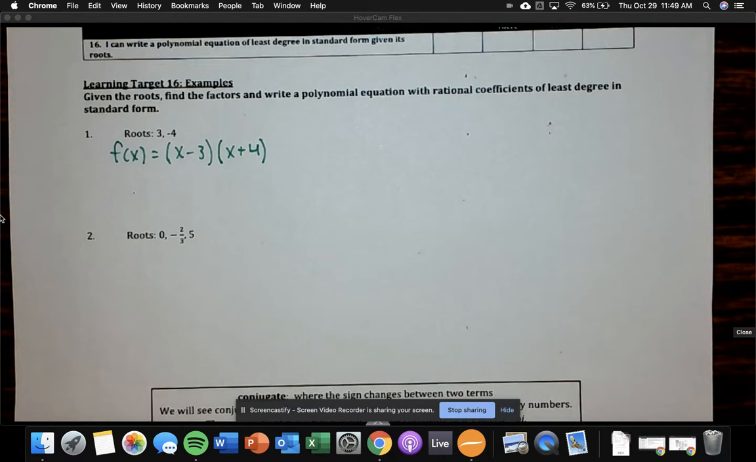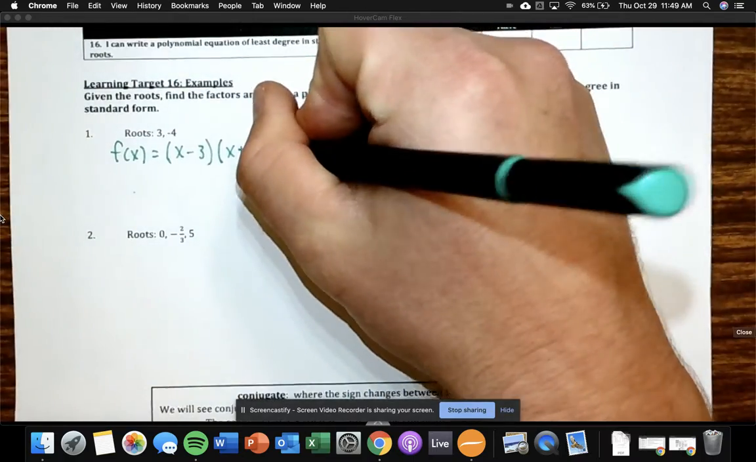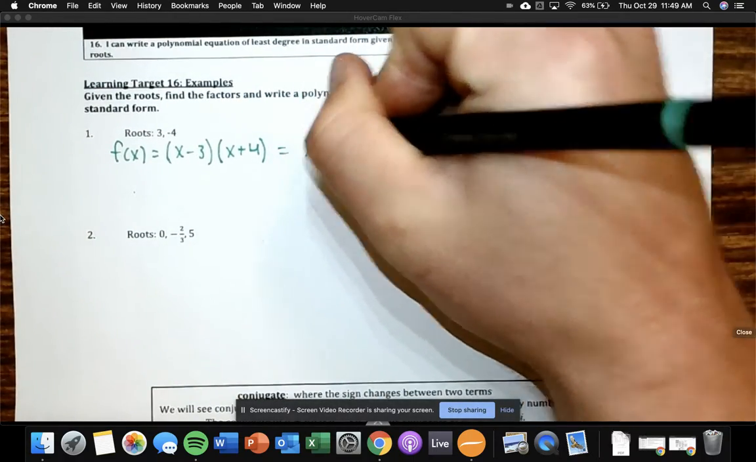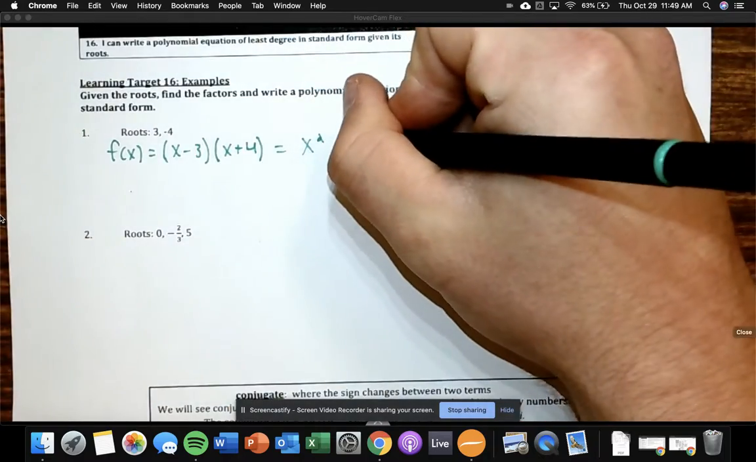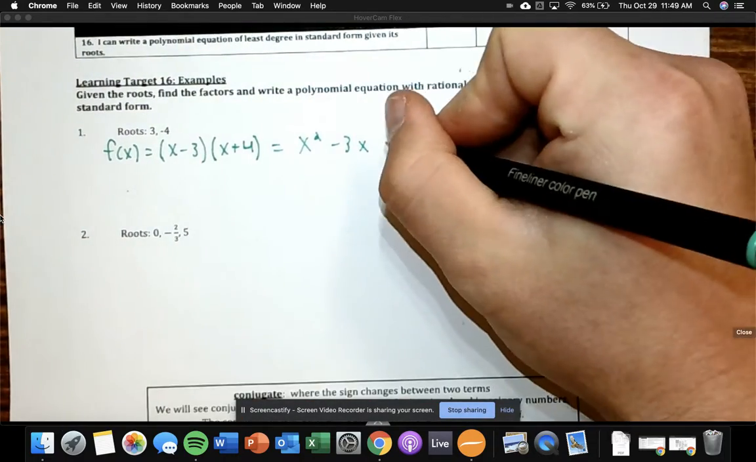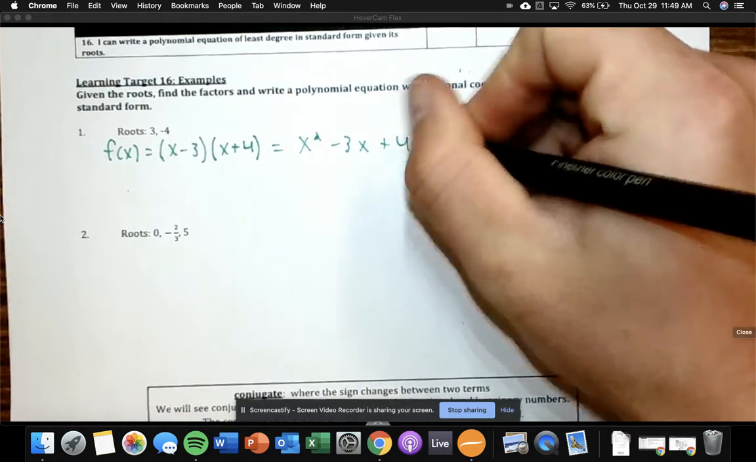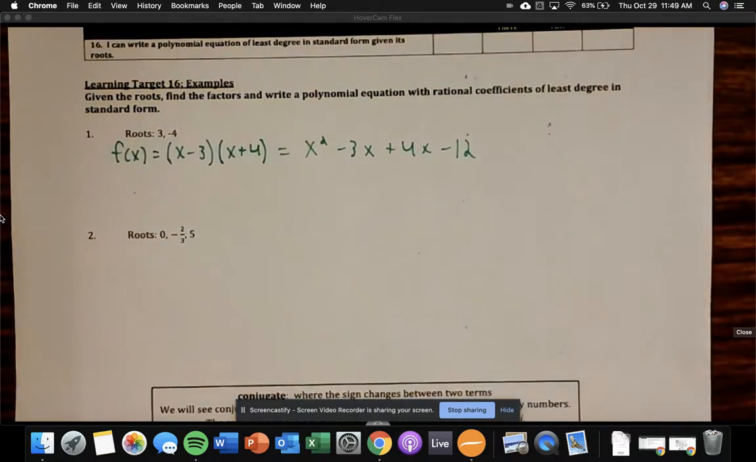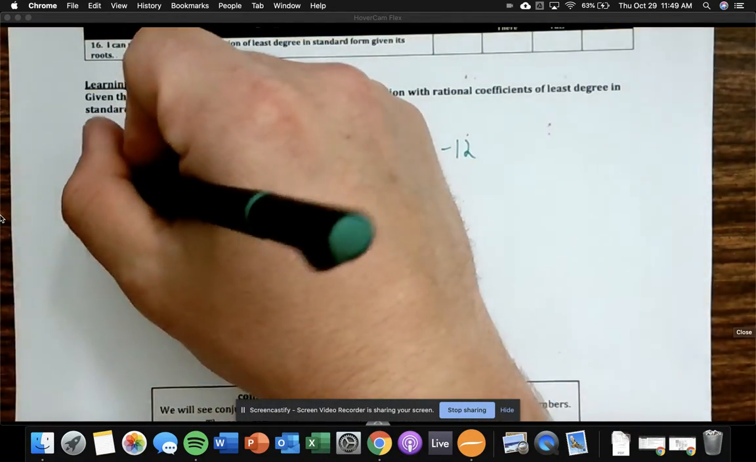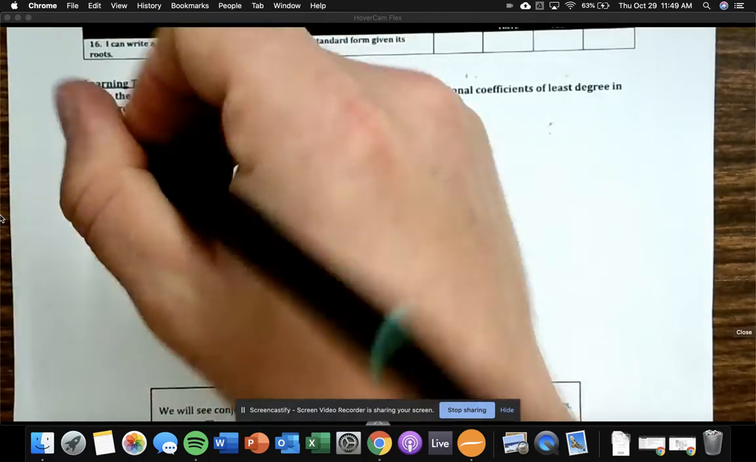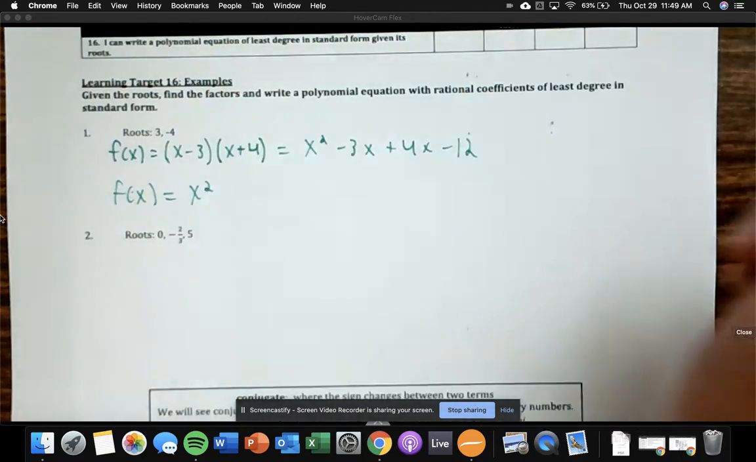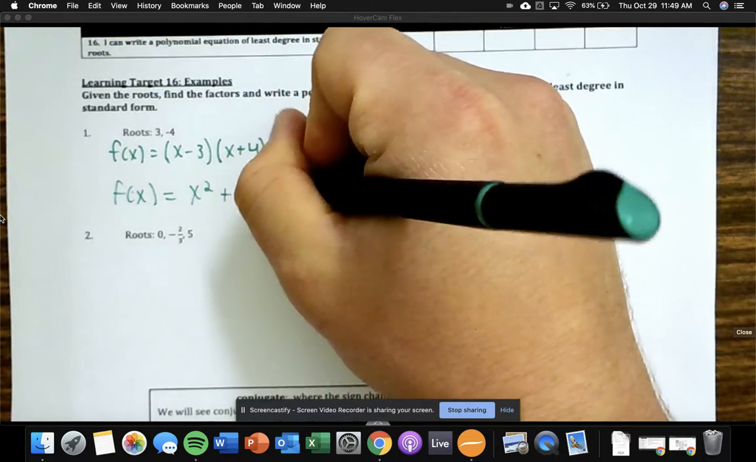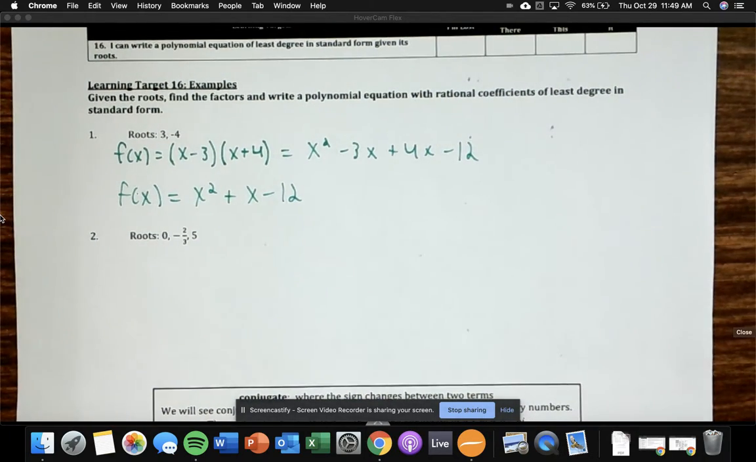All right, so now that we have the factors, all we have to do is FOIL this out, and we'll get our completed function. The first is x squared, and that would be minus 3x, plus 4x, and then minus 12. We can clean this up a little bit, and we would say f of x is equal to x squared plus x minus 12. All right, so not too bad.